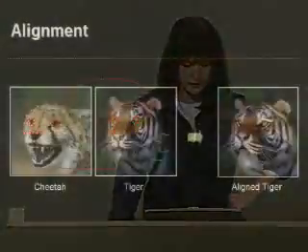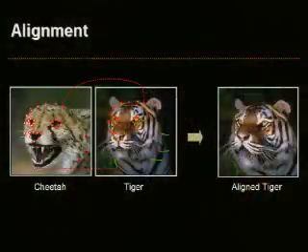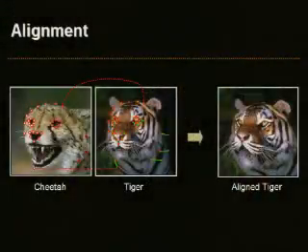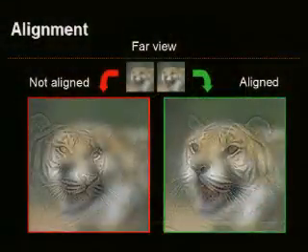And for alignment, take your favorite method of alignment: morphing, transformation of your faces or pictures. And so here we had the tiger resembling the cheetah in terms of the position of the local features.